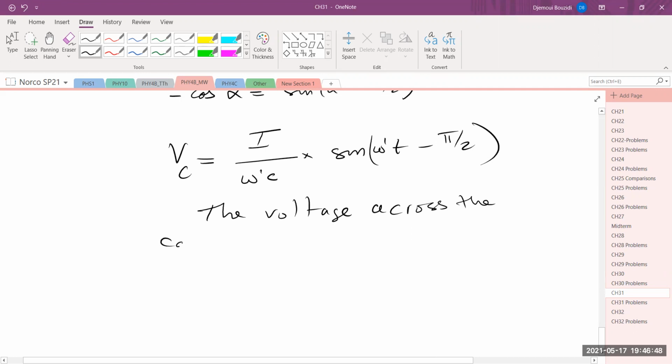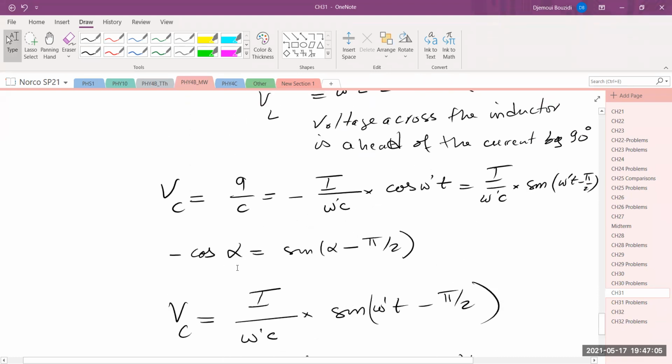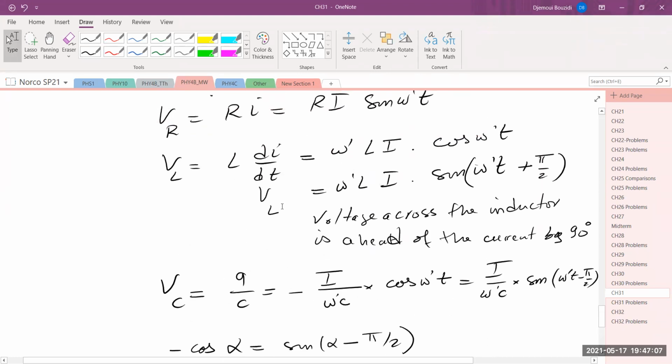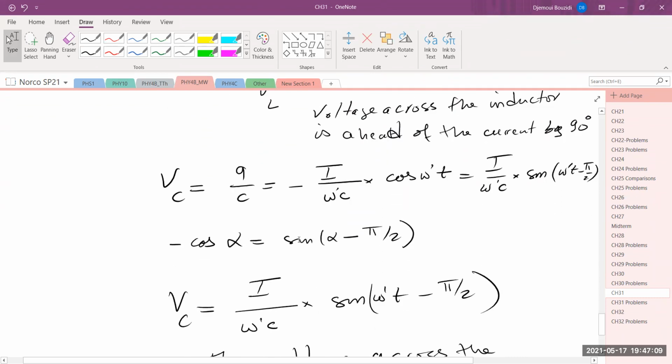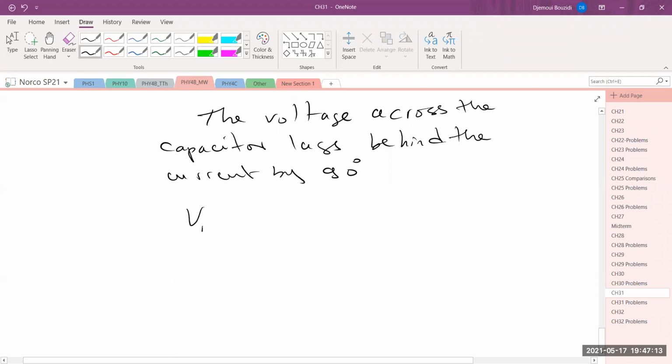So the voltage across the capacitor lags behind the current by 90 degrees. Across the inductor it is ahead. Across the resistor it's not, it's in sync. V_R is equal to R i sine omega prime t.